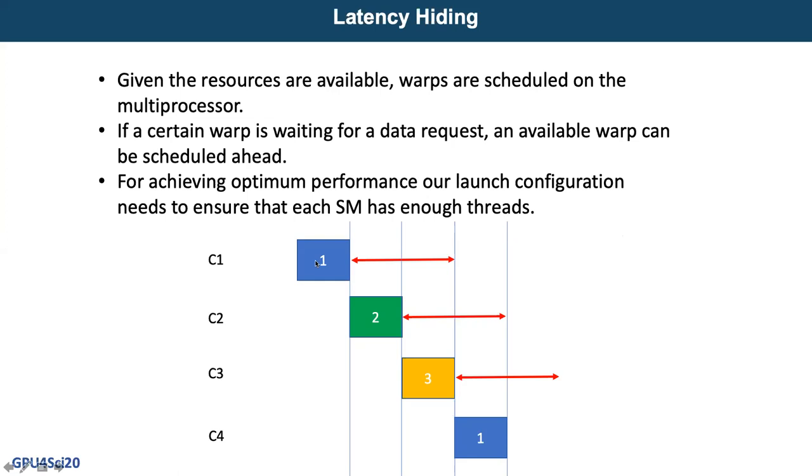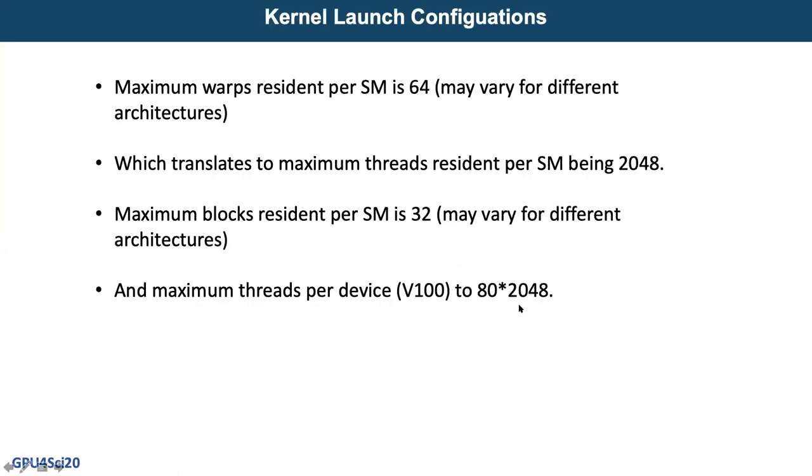Now imagine after cycle one, if we did not have another warp available, for the next two cycles your device and your resources would have been sitting idle. So to make better use of resources, this is how a GPU operates. To oversubscribe your device, you need to launch as many threads as possible. That means the larger your grid size, the better performance you're going to get.